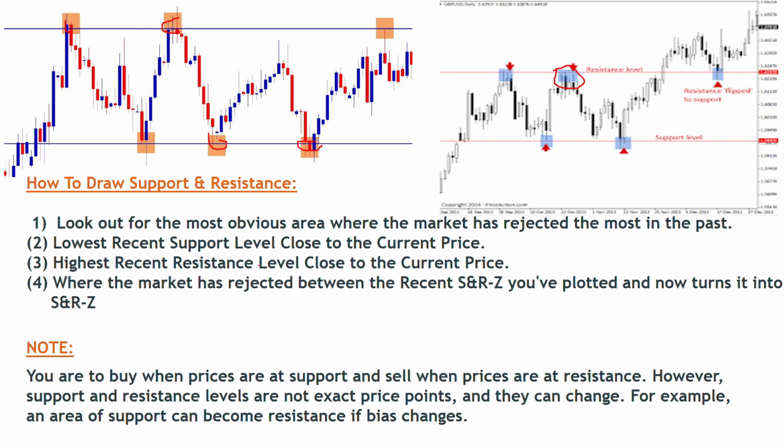However, support and resistance levels are not exact price points. They can change. For example, an area of support can become resistance if bias changes, just as it is here. This is your area of support. This is your area of resistance. It can what? Change when bias changes.